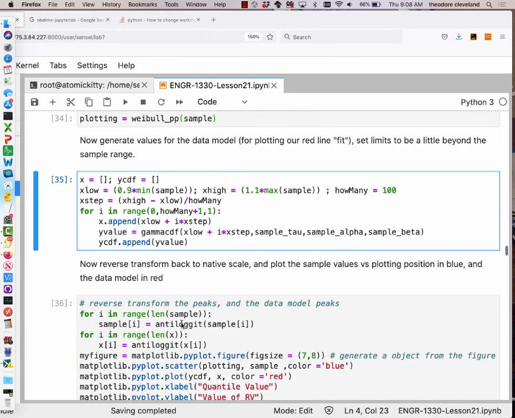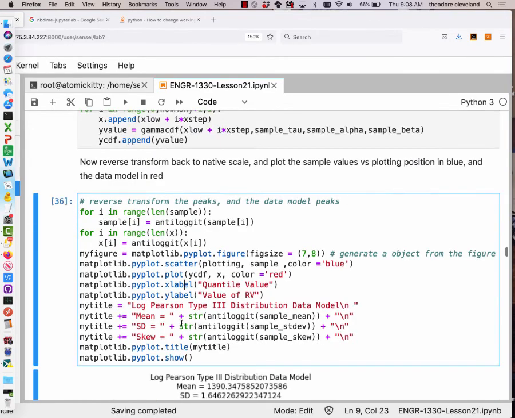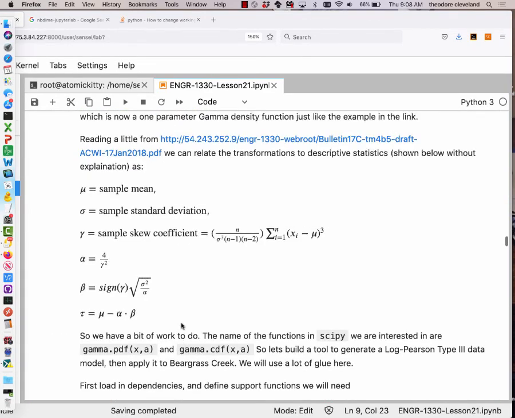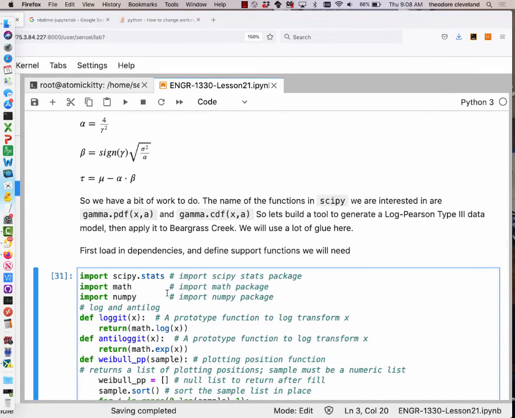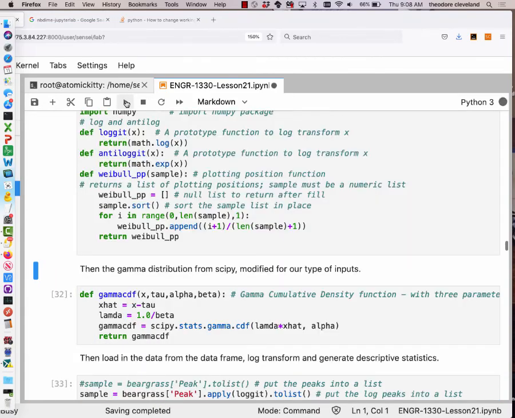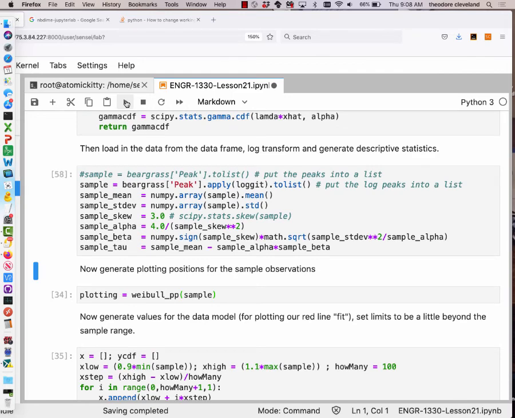And then finally, we will just plug everything into an estimator, make our plotting positions, build our model, reverse transform everything, and plot it. So let me go through those steps. I hope I didn't miss a block. So that one worked. Gamma's built. Samples are built. We'll build a plotting position.